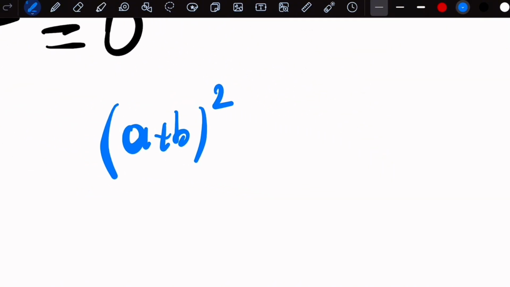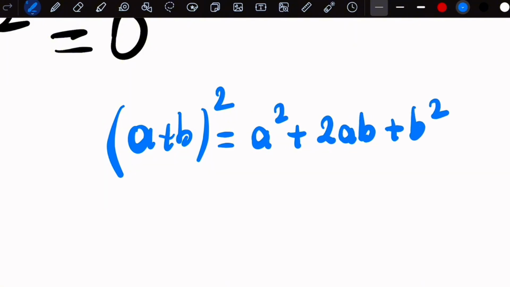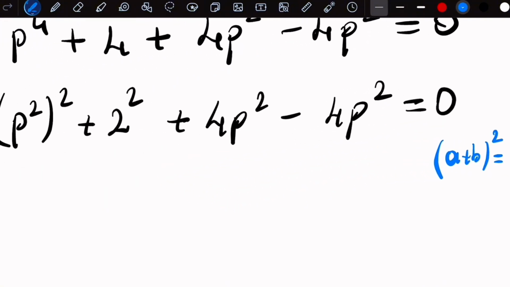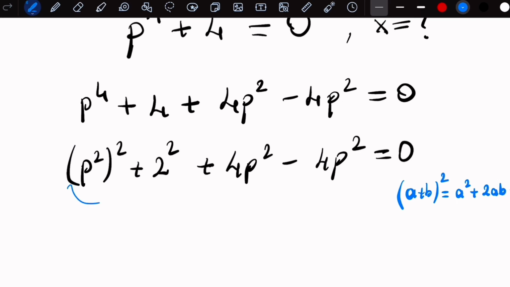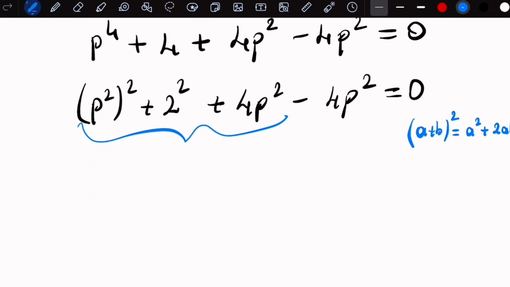What was this? Let's remember right away: a squared plus 2 times a times b plus b squared. Look, the expression written here exactly reflects this part over there. Then let's edit this immediately using identities: (p squared plus 2) squared minus 4p squared equals 0.